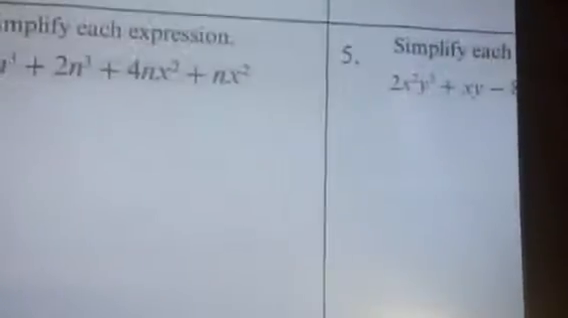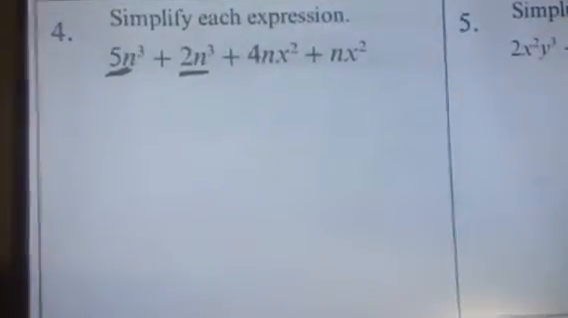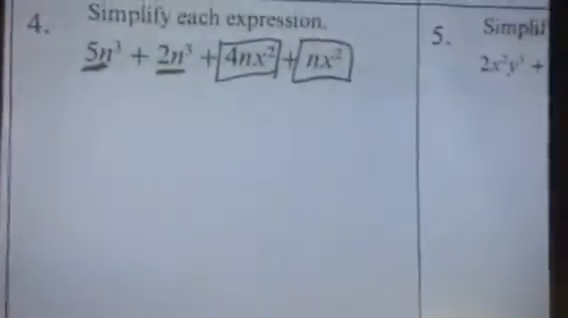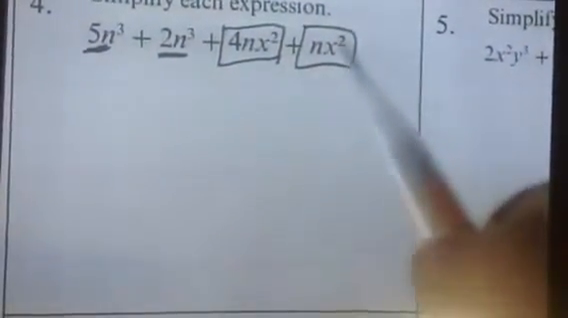Again, there I was just combining like terms. Here I'm just combining like terms. I'm going to underline anything that is like terms with this. Anything that has n to the third, those are like terms. I'm going to put a box around anything else. Remember, it's like terms if it has the same variables raised to the same power. This has the same variables raised to the same power, so I know they are like terms.